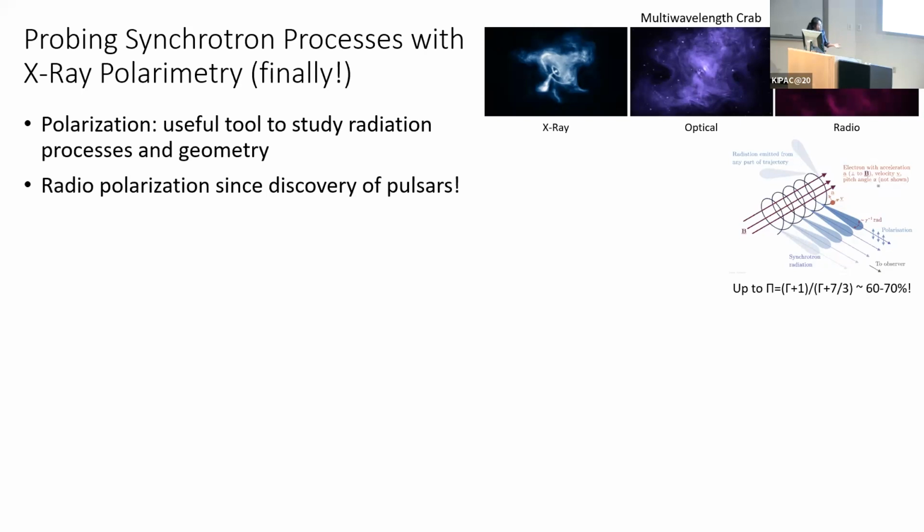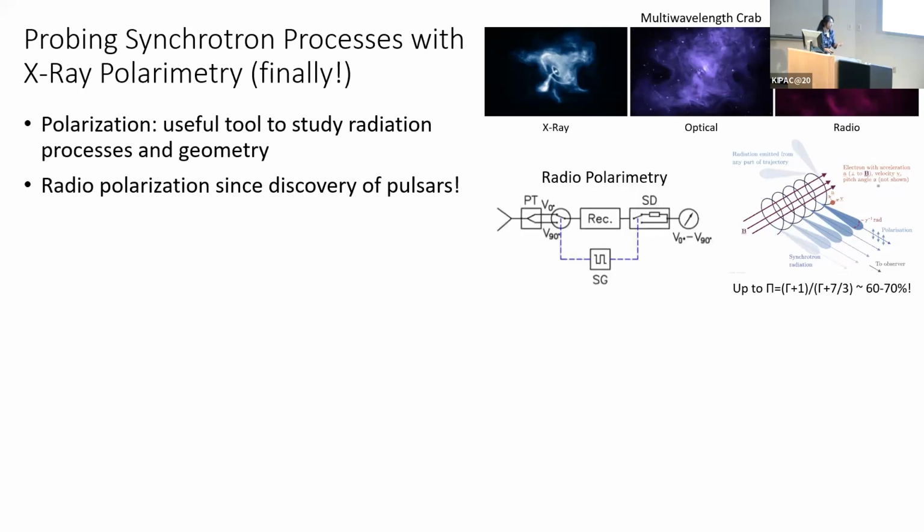And because synchrotron radiation is multi-wavelength, spanning from radio all the way up to gamma ray energies, we can study polarization at multiple wavelengths and probe different synchrotron regions in the PWN. Radio polarization is something we've been doing ever since we discovered pulsars in the 1960s, because it's not too hard to make a radio polarimeter. We just either use a dipole antenna or attach a polarizing filter at the end of an antenna dish.